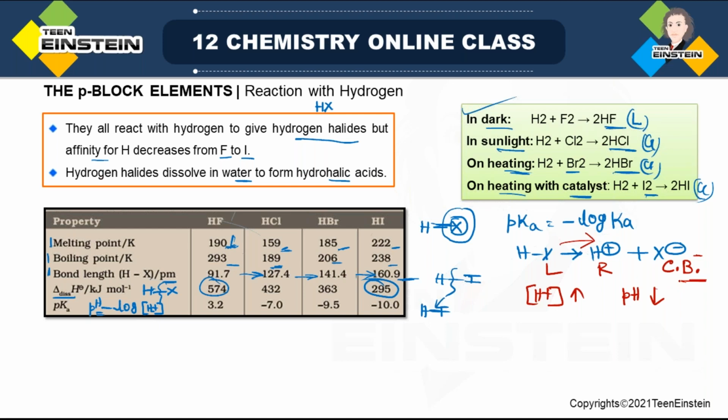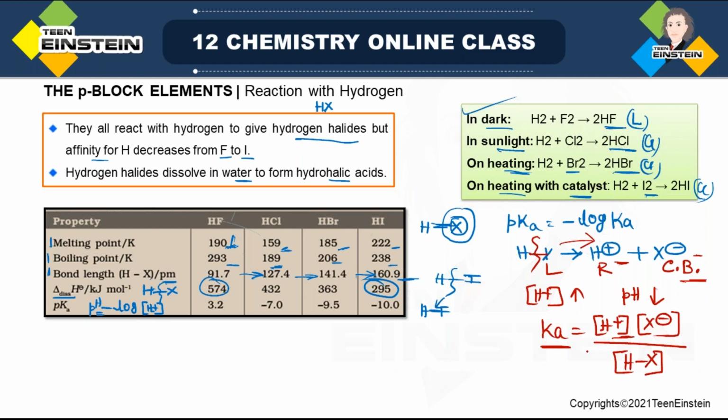This is one explanation. Another explanation is, if you can easily break this bond, obviously now you can easily generate H plus. So this factor is important here. So Ka is basically the H plus concentration times the X minus concentration divided by the undissociated HX concentration. So a high Ka value means what?